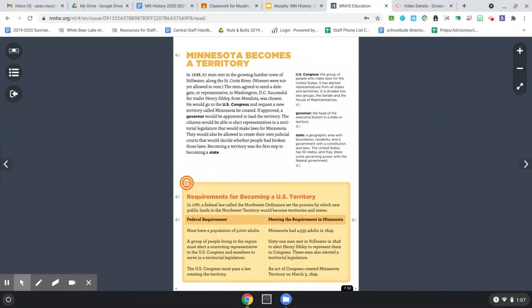He would go to the U.S. Congress and request a new territory called Minnesota be created. If approved, a governor would be appointed to lead the territory. The citizens would be able to elect representatives to a territorial legislature that would make laws for Minnesota. They would also be allowed to create their own judicial courts that would decide whether people had broken those laws. Becoming a territory was the first step to becoming a state.